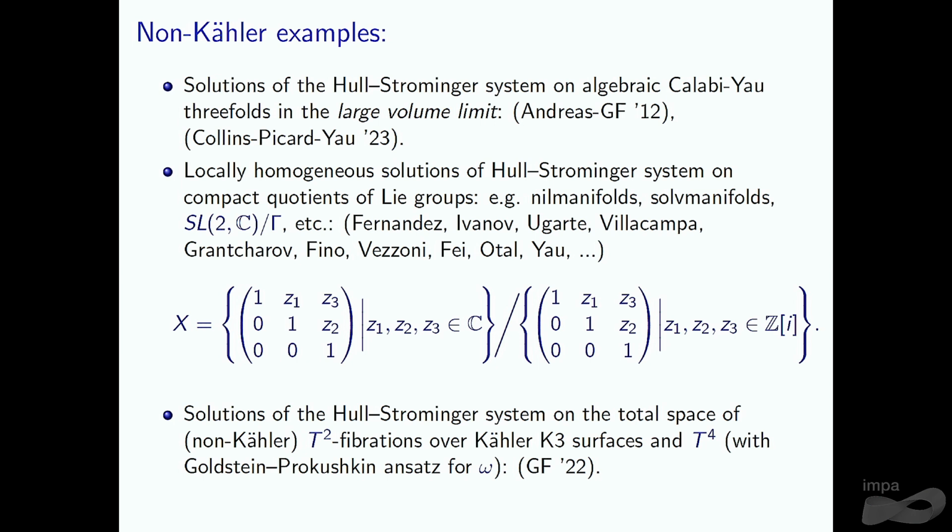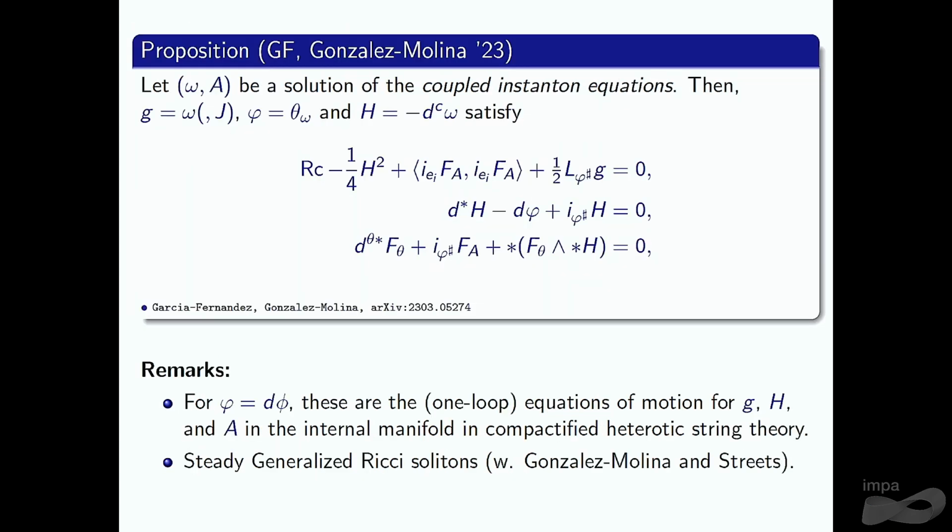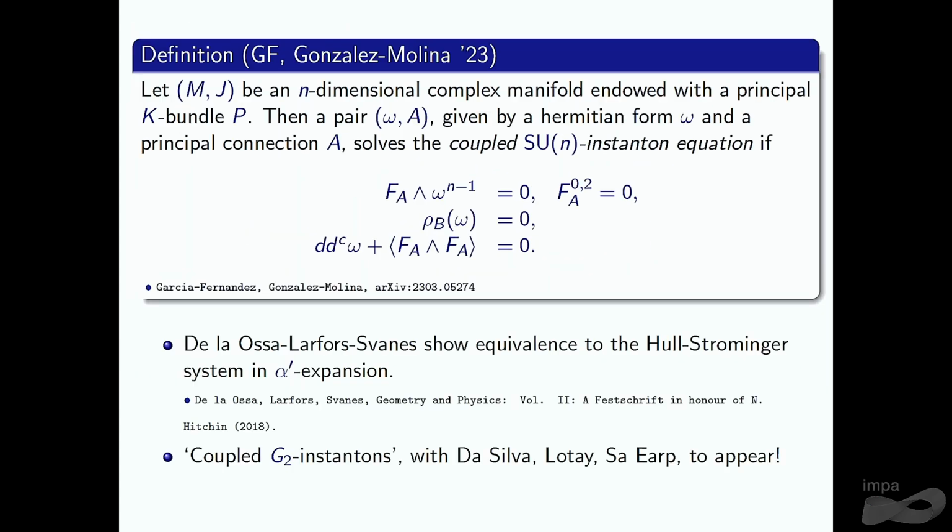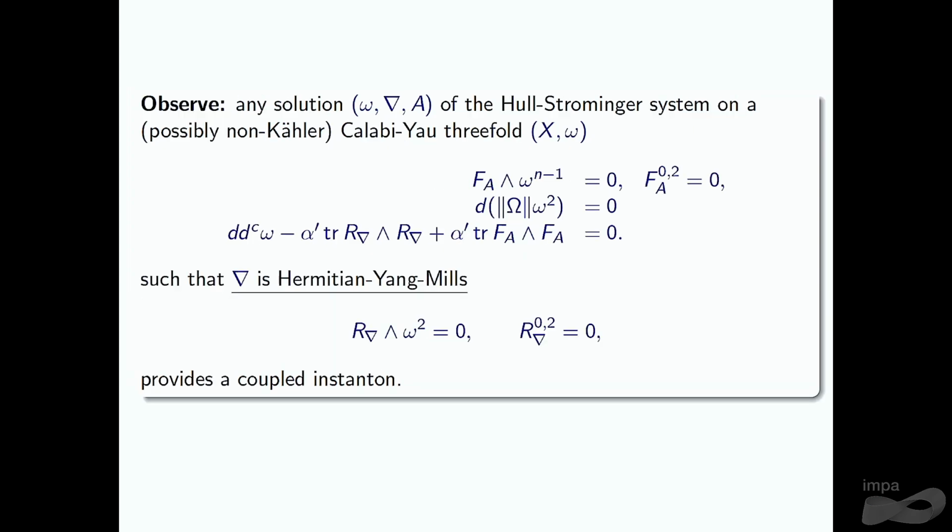Okay. As I mentioned, all these solutions are really solutions of the Hull-Strominger system in complex dimension 3, but in particular, they are solutions of the coupled instanton equations as I have presented them here. Okay, this system of equations. Good. Any questions so far? So if not, let me continue.